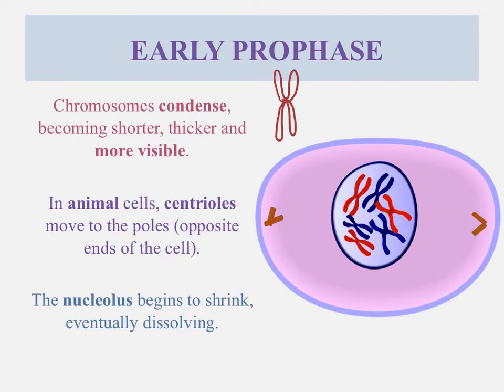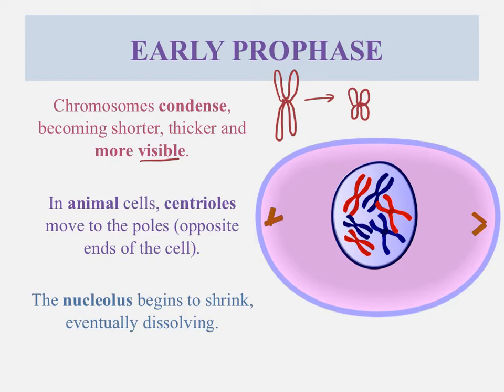We're going to take them from the long, thin structures, and we're going to make them shorter and fatter. Now, what this means is that down a microscope, they become visible. So the first stage of mitosis is identified by actually being able to see those chromosomes.